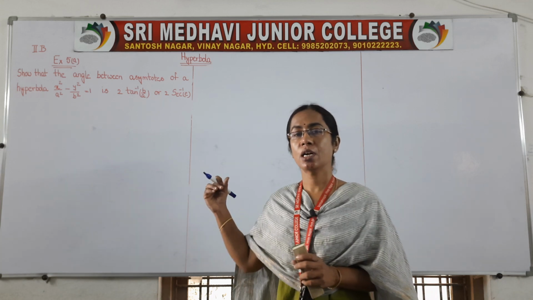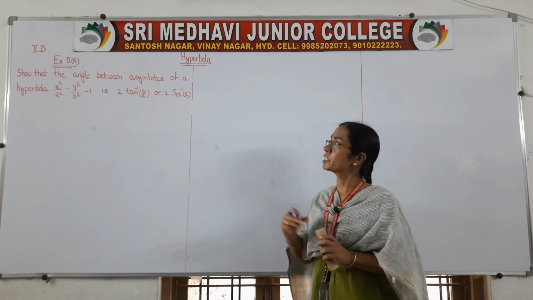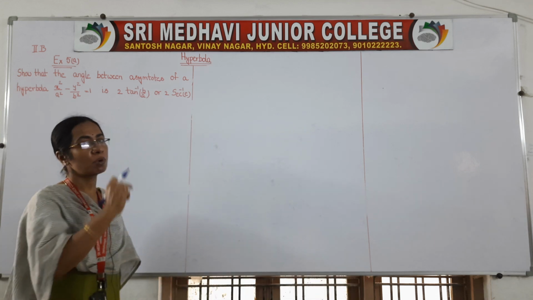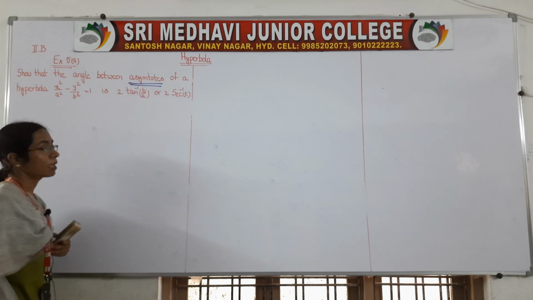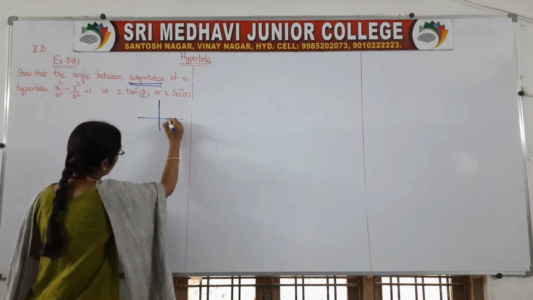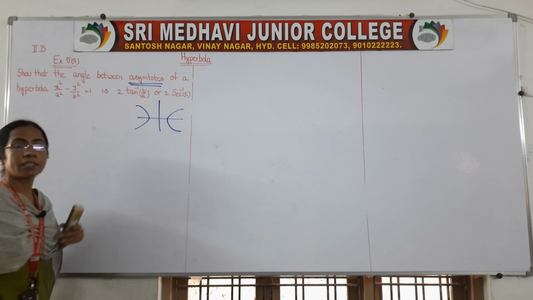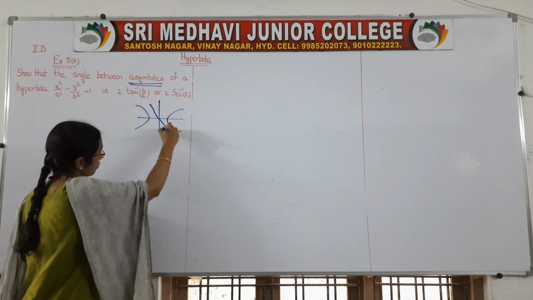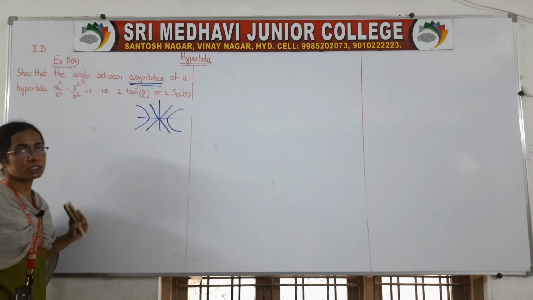So we are dealing with the hyperbola, with a different concept today. Read the question carefully. Show that the angle between asymptotes, already we discussed about this. What is meant by asymptotes of a hyperbola? I said, suppose your hyperbola is like this, two branches will be there which end infinitely, then the non-vertical lines which pass through the origin are called the asymptotes.